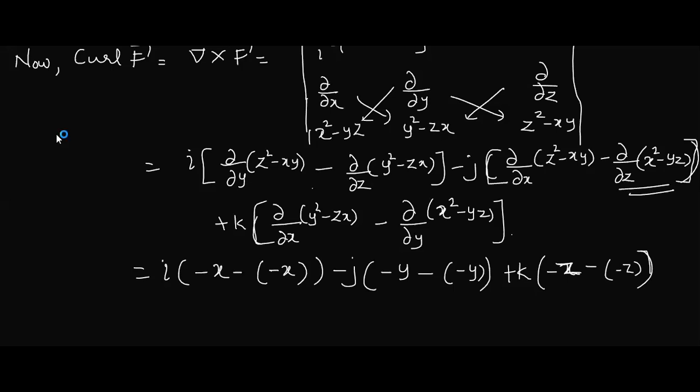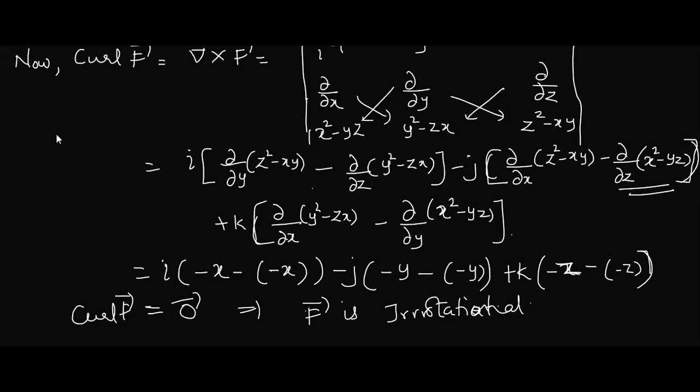Similarly, the next two brackets are going to be 0. Is it a 0 vector? Yes. So curl F is 0. This implies F is what? Irrotational vector field. Done.